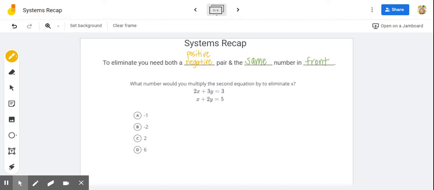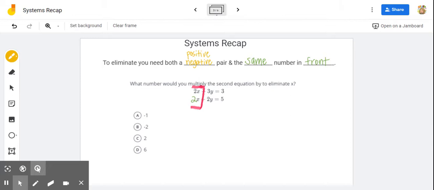So for an example here, it says, what number would you multiply the second equation by to eliminate x? So we're going to focus our attention here on x. And right now I see that I have a 2x and a positive 1x. Remember, in order to eliminate, I have to have the same number in front of the variable of x. So I need to force this second equation to have a 2. But don't forget, we also have to have a positive negative. So we also need to have a positive 2x and a negative 2x.